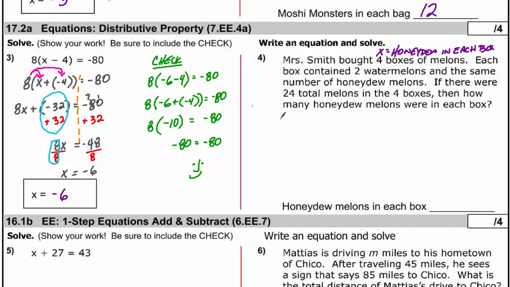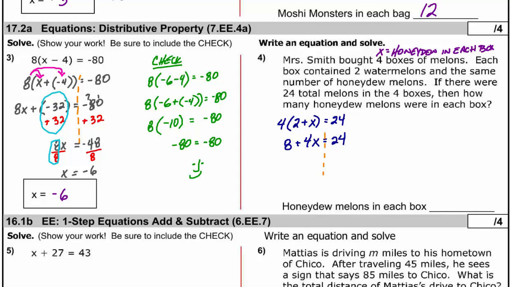So I know that there are 4 boxes of melons. In every box there are 2 watermelons plus some honeydew, altogether 24 melons. 2 times 4 is 8, so there are 8 watermelons altogether, plus 4x honeydew melons altogether, and that gives me 24 melons.